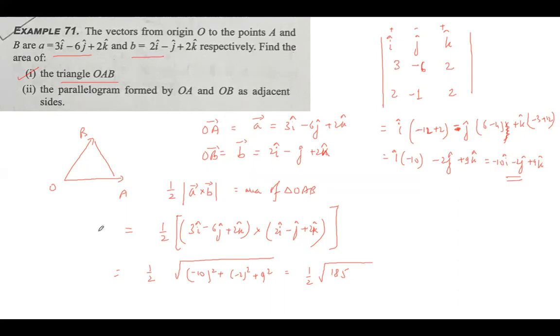And then if we have to find the area of parallelogram, that will be root 185 directly. So area of parallelogram will be equal to root 185. We will not use half here. Why? Because area of parallelogram is directly the magnitude of the cross product of A and B, not half of the cross product of A and B. Is this clear to everyone?